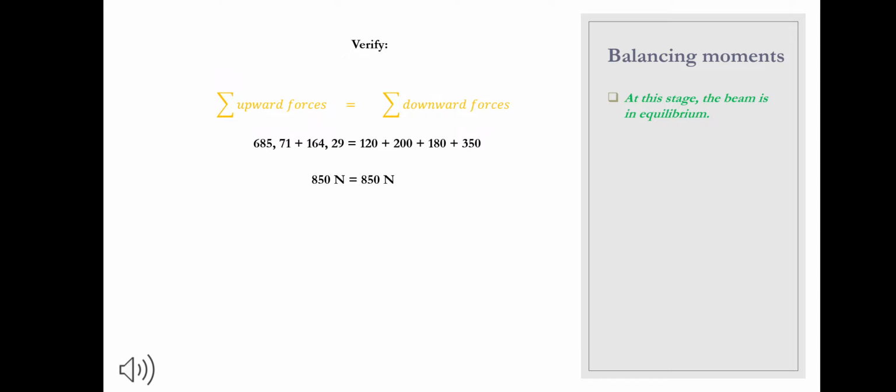Now that we have calculated both reactions, what we need to do is to verify if our system is balanced. Therefore, take the sum of downwards forces and compare them with the sum of upwards forces. Remember, for your system to be balanced, upwards forces must always equal to downwards forces.